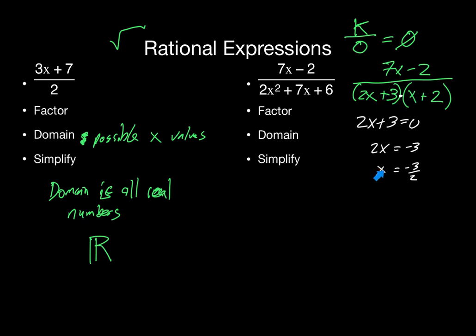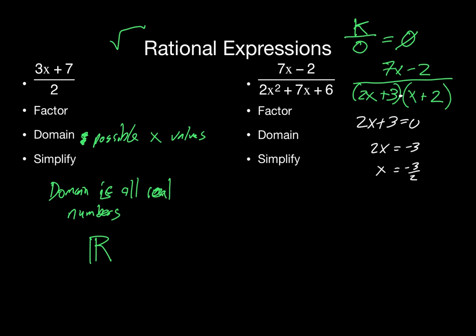So if x is negative 3 halves, I put that in there. 2 times negative 3 halves is negative 3. Negative 3 plus 3 is 0. I'd have 0 times something, 0, and I cannot have 0 in the denominator. So I'm actually solving one portion of the denominator that will tell me what I cannot use for x.